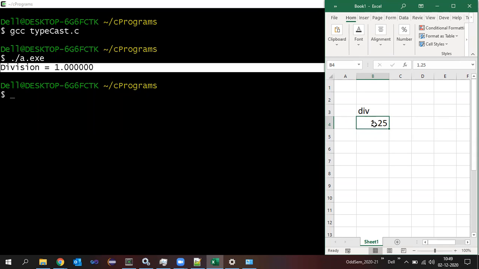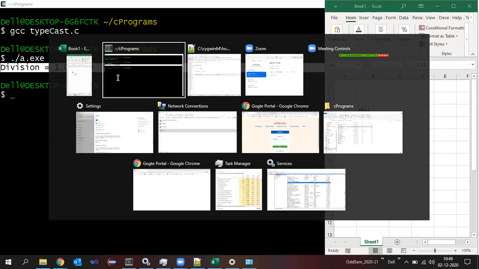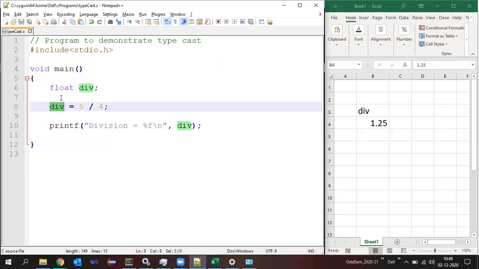Why are we not getting 1.25, but 1.0 only? When you look at the program, division is a float, and float can store fractional parts as well, but it is not storing that 0.25 in its variable. So what is the problem here? I had told you a quick solution in the previous program. Does anybody remember? Adding float before the 5.